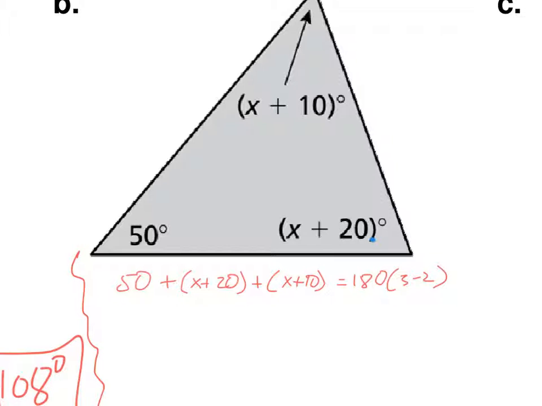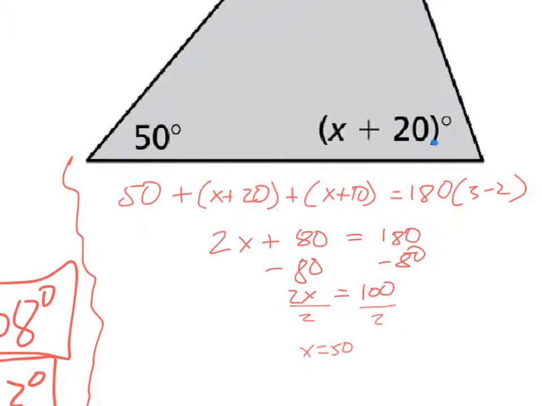Here's our equation for this next one. Here we've simplified both sides. And now we solve it, and we get x equals 50.